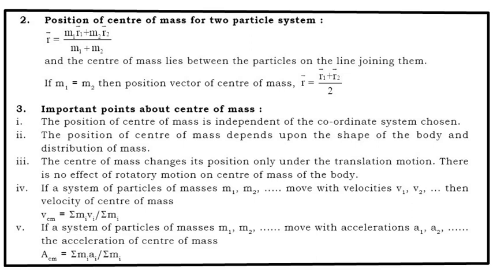Remember this point. The center of mass changes its position only under the translational motion. There is no effect of rotatory motion on a center of mass of the body. If a system of particles of masses m1, m2 move with velocity v1, v2, then the velocity of center of mass is summation i going from 1 to n mi vi upon summation of mi, the expression which you can see on the screen. If a system of particles of masses m1, m2 move with an acceleration a1, a2, then acceleration of the center of mass would be summation i going from 1 to n mi ai upon summation of mi.